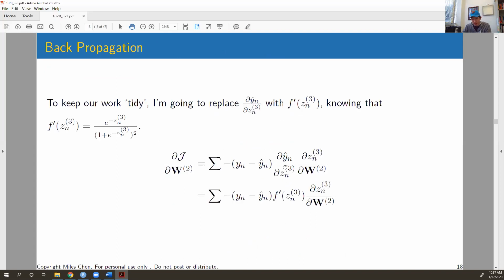So this is where we left off, okay? We said the derivative of this is going to be equal to the sum for all the n's of yn minus y hat n, and I've got dy hat/dz, which we're just going to replace with f prime. And now I've got the derivative of z with respect to the second weight matrix, W2. All right. So far, so good? Am I losing anybody?